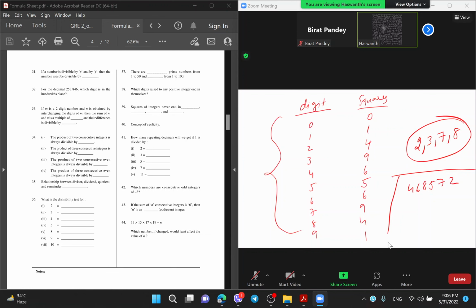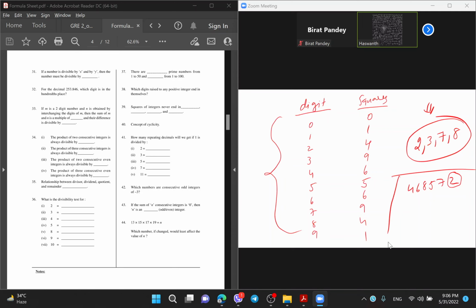If you have to generally go checking by squares of some numbers because it's a 6 digit number. But if you remember this concept, that the square of an integer will never end in 2, 3, 7, 8, all we have to do is look at the units digit. Its units digit is 2. If it is the square of an integer, its units digit will not be 2. So here the units digit is 2, so we can directly say this is not a perfect square number. This is not the square of an integer.